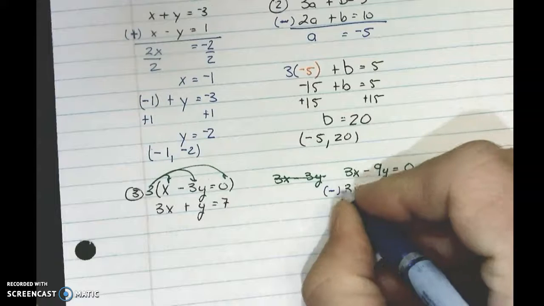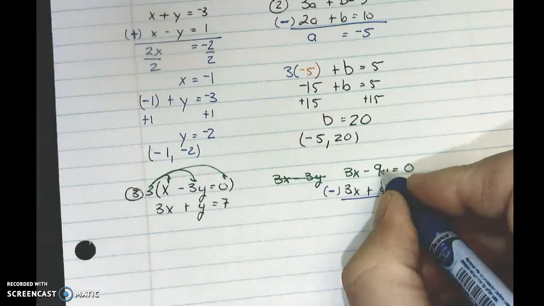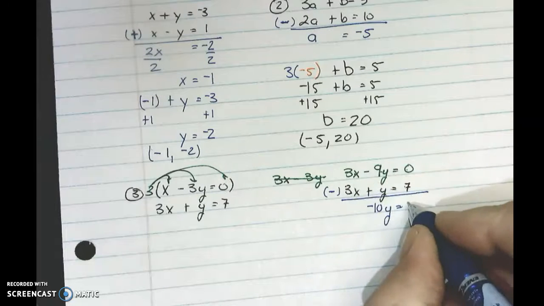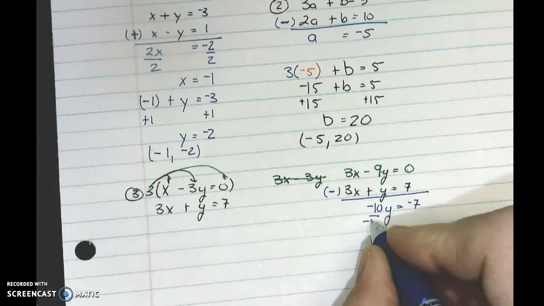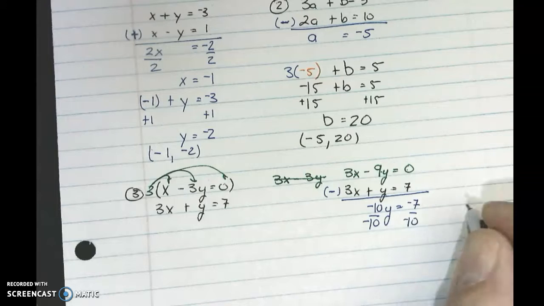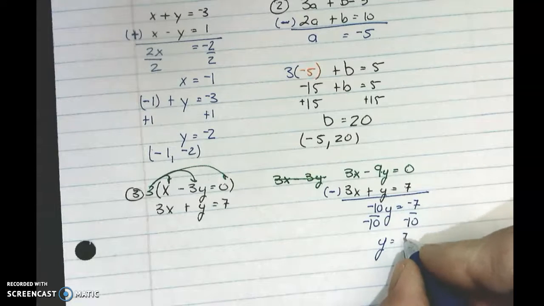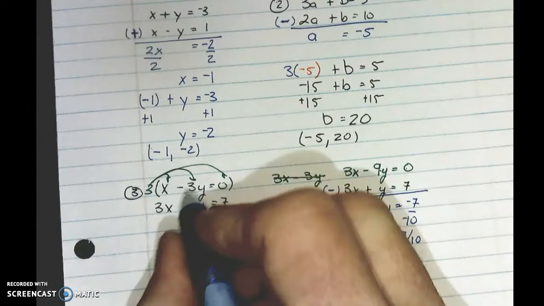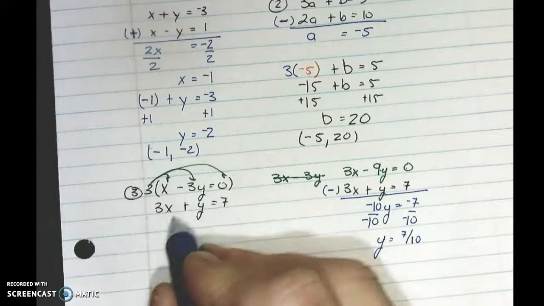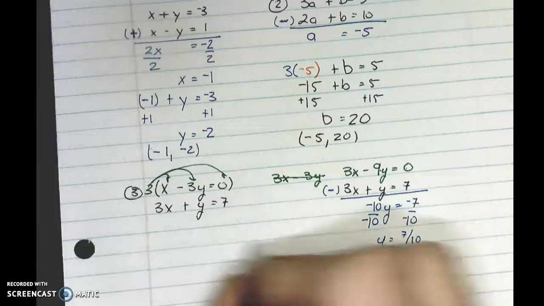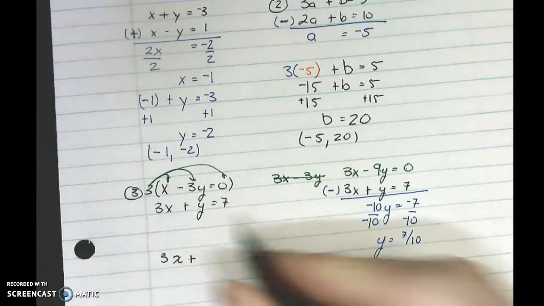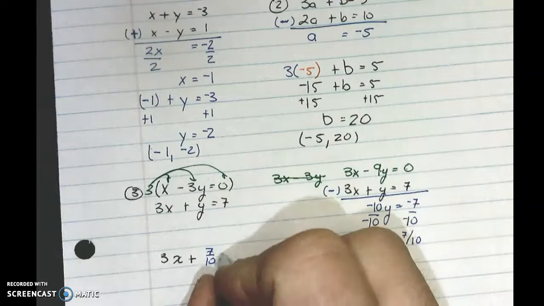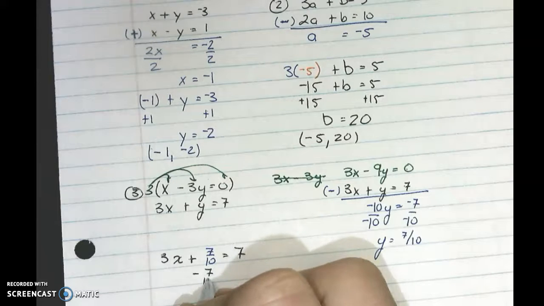So I'm going to go 3x minus 3x, which is 0. I'm going to go negative 9 minus y, which would be negative 10y. 0 minus 7 is negative 7. And then I'm going to divide by negative 10, excuse me. So then y is equal to 7/10. Okay? And then, because I don't want to try and put the fraction into that one, I'm going to use that second equation. I'm going to go 3x plus 7/10 equals 7. And so I'm going to subtract 7/10 from both sides.